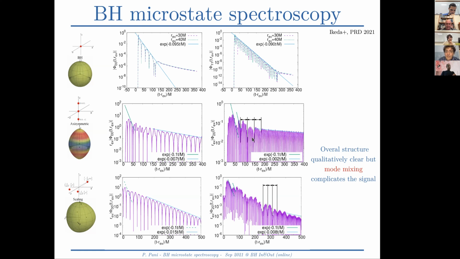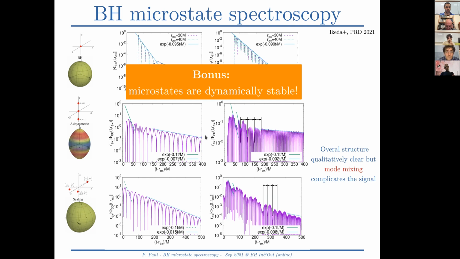There is some repetition, like in the echo waveform that I was showing before, but there is also mode mixing, and the signal is much less clean than in the usual sense. So this is the price to pay to go from a toy model to something that is more realistic, but also much more complicated to deal with.